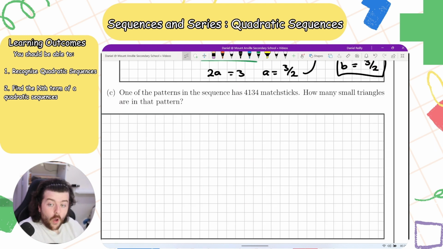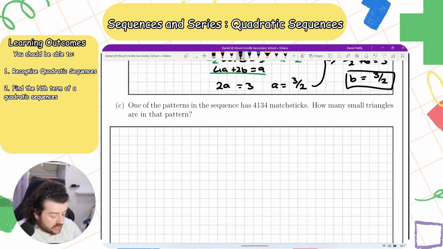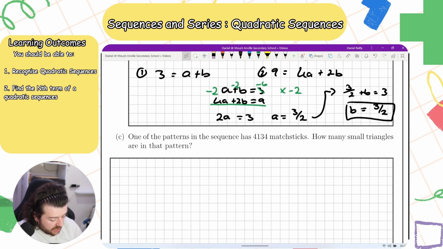Finally, for the last question, one of the patterns in the sequence has 4,134 matchsticks. How many small triangles are in that pattern? So what we're going to do is find out which term has 4,134 matchsticks. So I'm going to use my answer from part b.